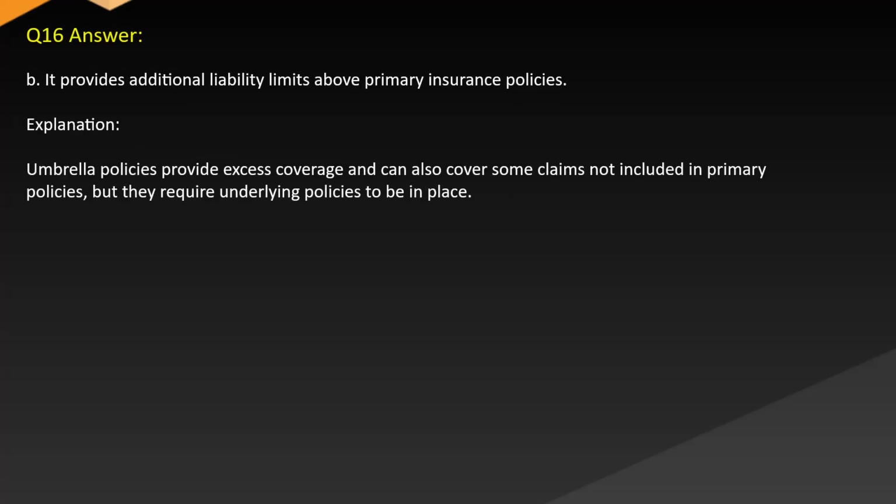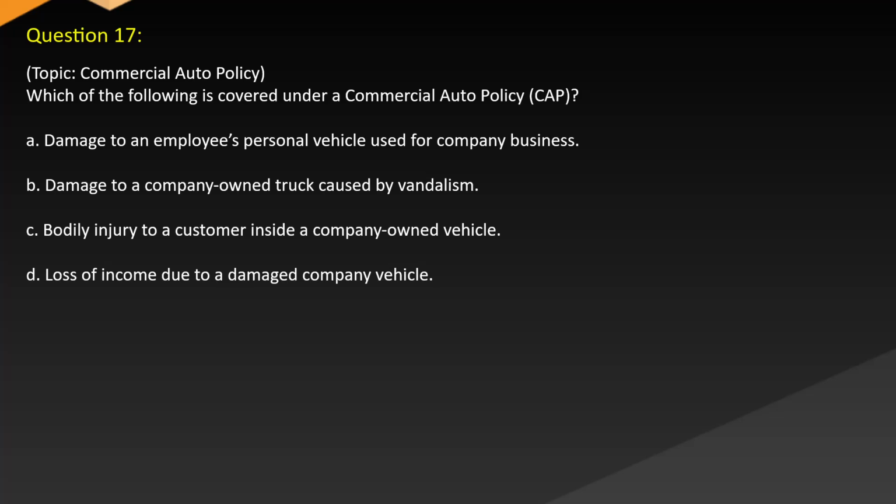Answer: B. It provides additional liability limits above primary insurance policies. Explanation: Umbrella policies provide excess coverage and can also cover some claims not included in primary policies, but they require underlying policies to be in place. Question 17. Topic: Commercial auto policy.